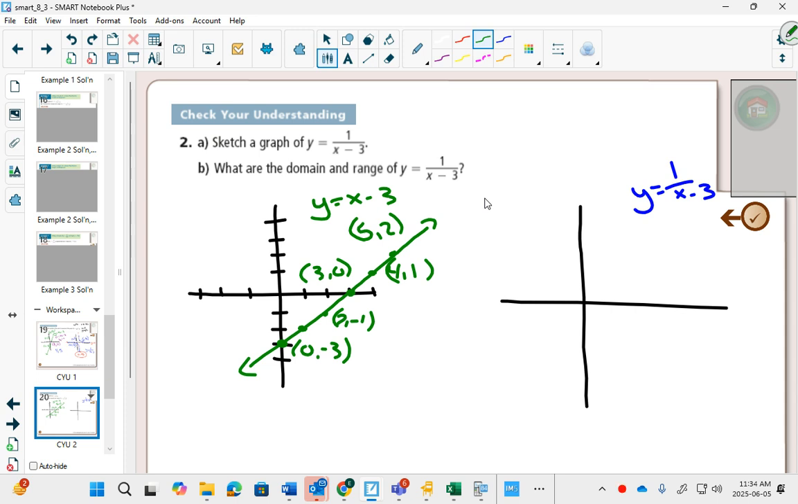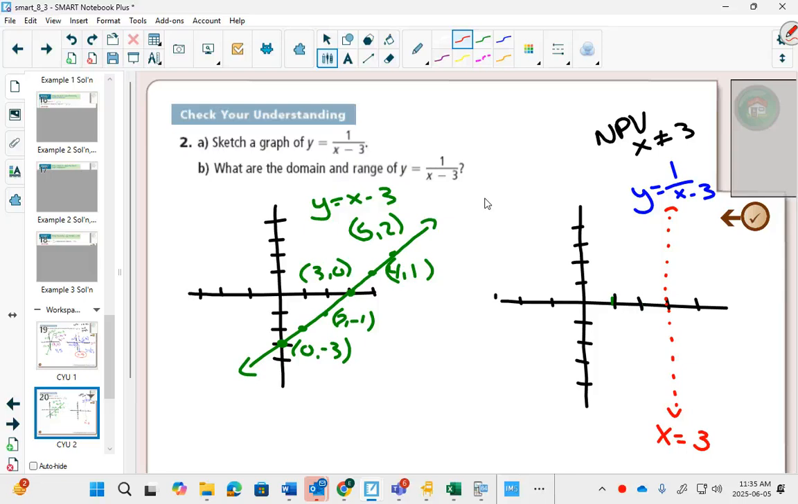Then on my reciprocal graph, the key point. What is our non-permissible value here? Can you see that your non-permissible value x cannot equal 3 because that would make you divide by 0. That also matches up with the x-intercept of the original graph. So when I go to x equals 3, I'm going to draw a vertical asymptote at x equals 3 as a non-permissible value. And since my y values keep getting bigger and bigger, you will have a horizontal asymptote at y equals 0.